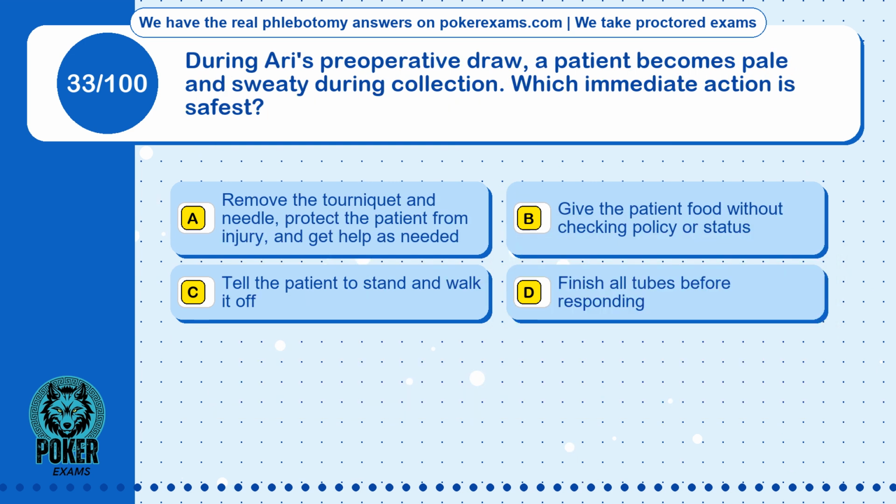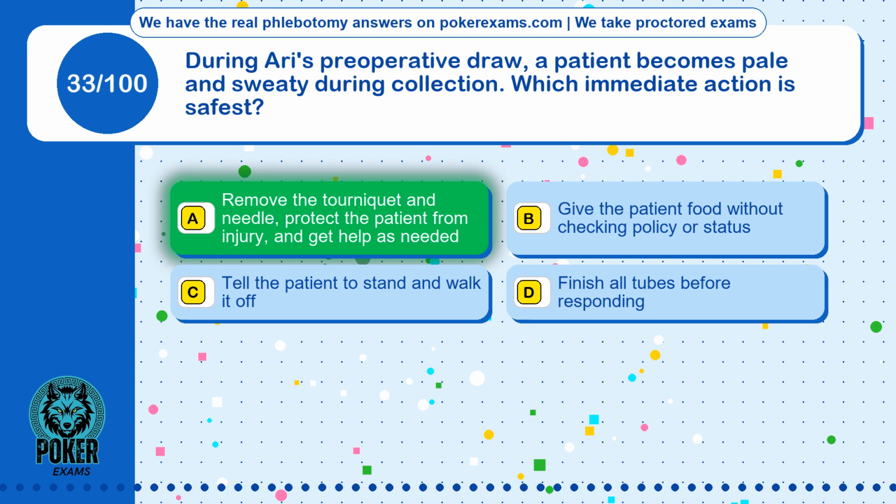Question 33. During a preoperative draw, a patient becomes pale and sweaty during collection. Which immediate action is safest? Option A. Remove the tourniquet and needle, protect the patient from injury, and get help as needed. Option B. Give the patient food without checking policy or status. Option C. Tell the patient to stand and walk it off. Option D. Finish all tubes before responding.